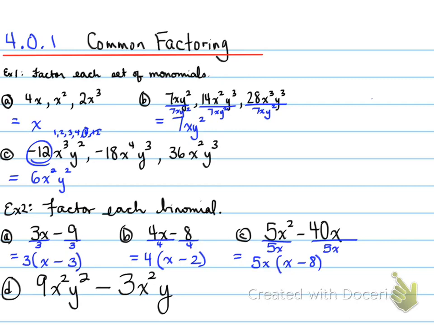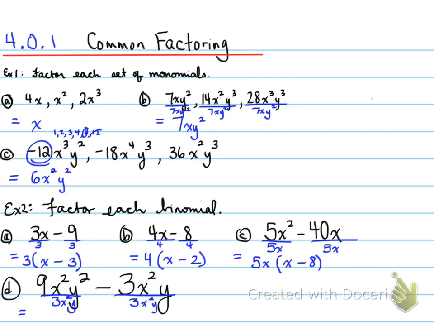All right, let's try the next one. 9x squared y squared minus 3x squared y. What are we looking at here? Well, what number can I take out of all of these? Hopefully you're thinking, oh, that's right, 3 can be taken out of all of these. X squared can be taken out of all of these. And a y can be taken out of all of these. So 3x squared y can be taken out of all of these.